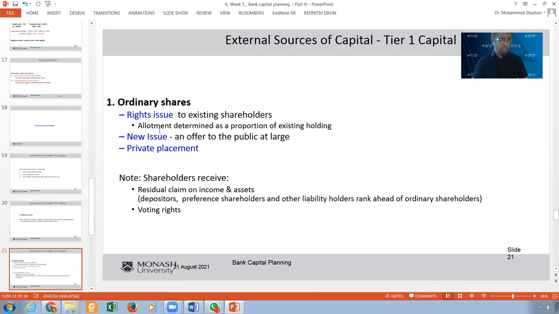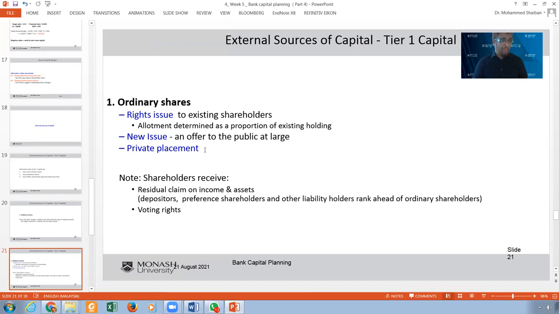The new issue is an offer to the public, like what we do in IPOs. We can look for an underwriter, like one of those investment banks, who takes it all and sells it to the public, whoever they are. And the third one, of course, is private placement, where we only talk to a group of investors, or a group of investment banks, and we agree with them and sell it to them.